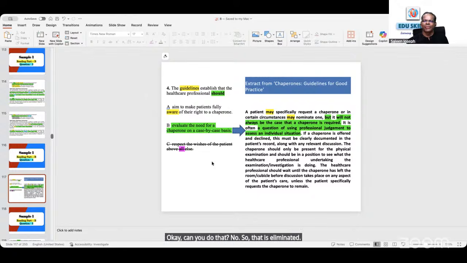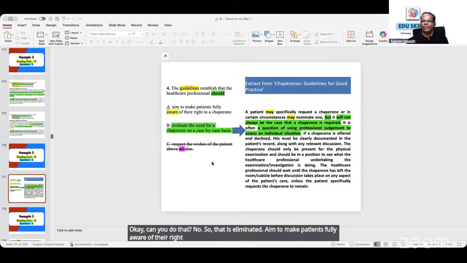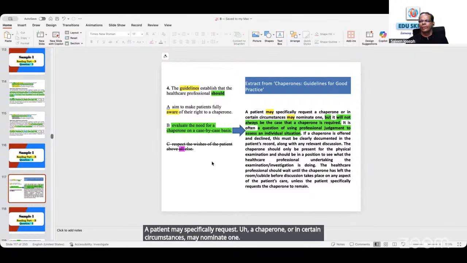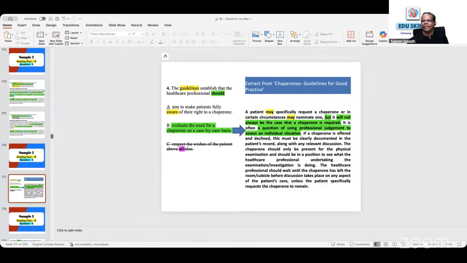Aim to make patients fully aware of their right to a chaperone. A patient may specifically request a chaperone, or in certain circumstances may nominate one, but it will not always be the case that a chaperone is required. A contrast word is there: but. It will not always be the case that a chaperone is required.